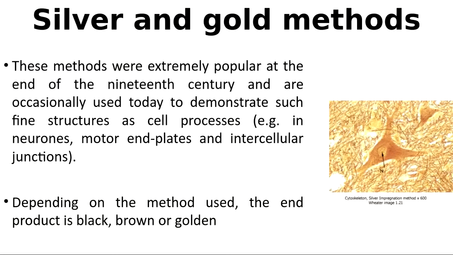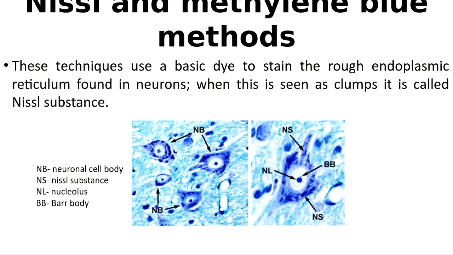Next is silver and gold method. Depending on the method used, the end product is black, brown or golden. So what color does it produce, the exam will ask. Your answer should be black, brown or golden. The methods were extremely popular in the 19th century. They demonstrate fine structure such as cell processes, especially neurons, motor end plates and intercellular structures. So we may ask, which structures does the silver and gold method usually stain? Your answer should be neurons and motor end plate. And what color does it show? Black, brown or golden color. If you know this much, more than enough. Don't go very deep. Have a superficial idea.